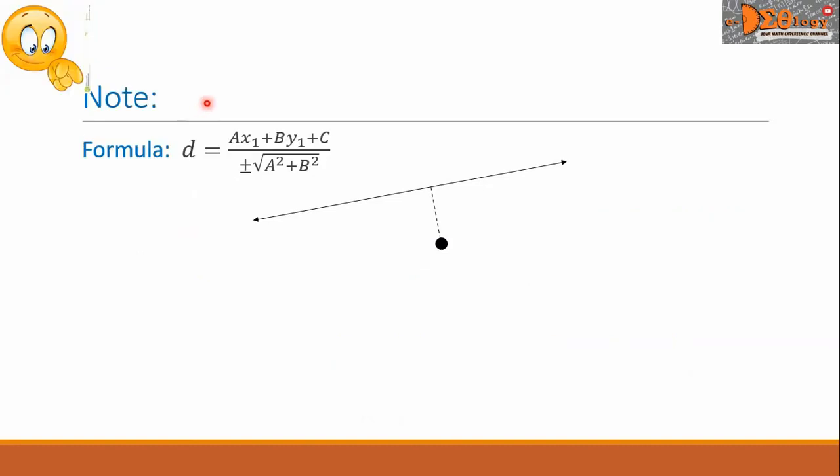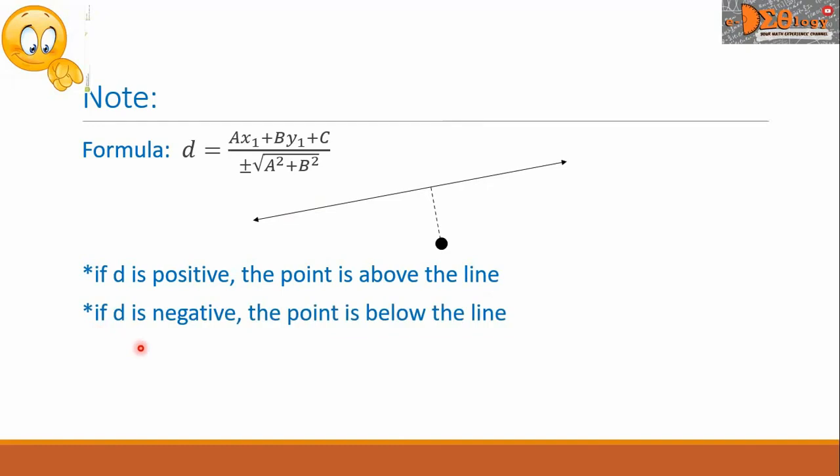We have a note to remember here with respect to the directed distance. We say that if d is positive, the point is above the line. If d, or distance, is negative, the point is below the line. Now, if d is 0, it means the point is on the line.